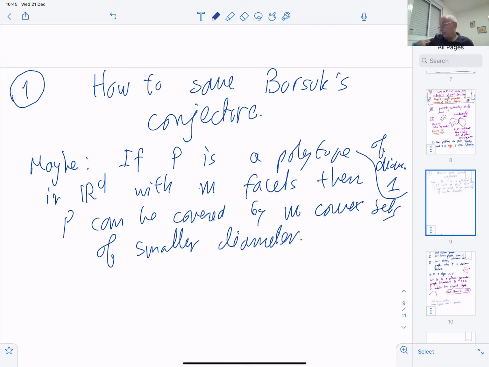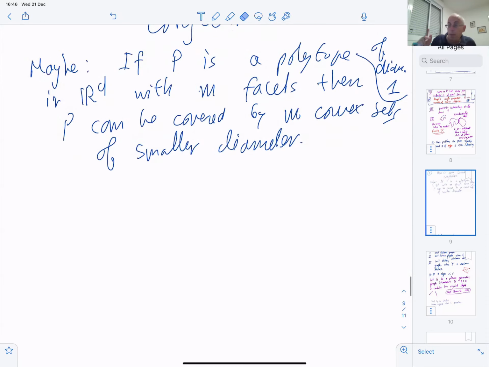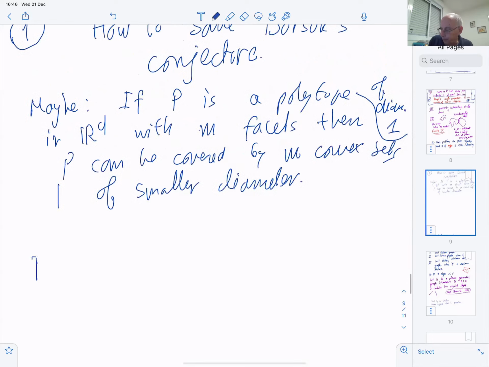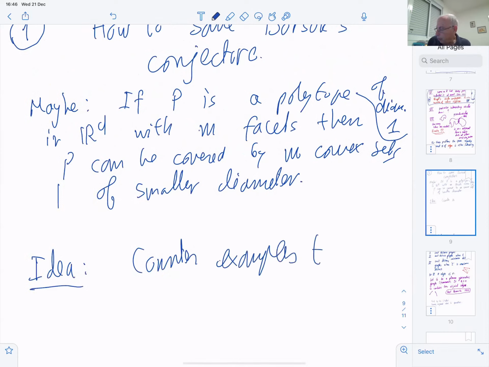Of course, every polytope has at least D+1 facets, so this is always weaker than the Borsuk conjecture, but this might be true. So I don't know. But here is another way, and here is the idea: that counterexamples to the Borsuk conjecture are truly pathological.